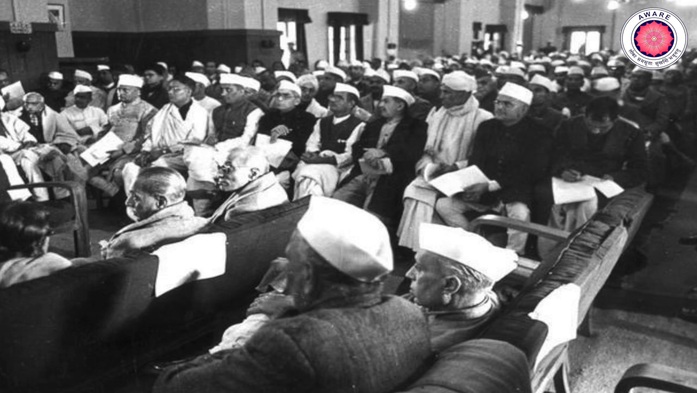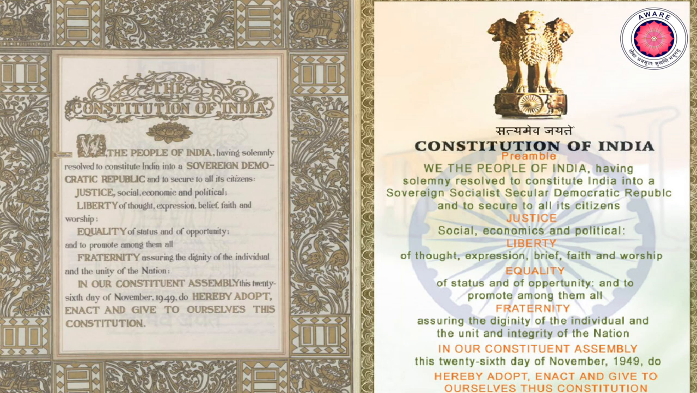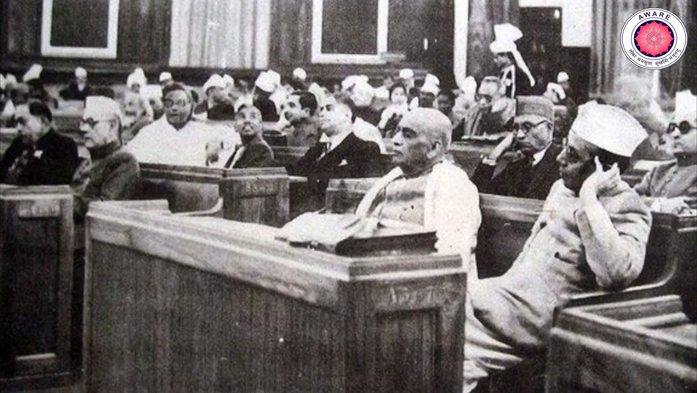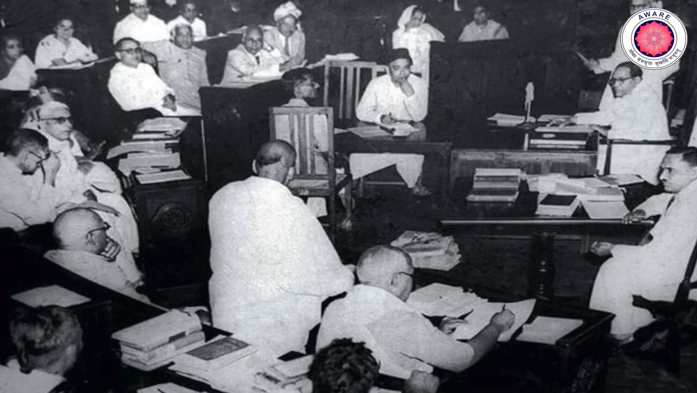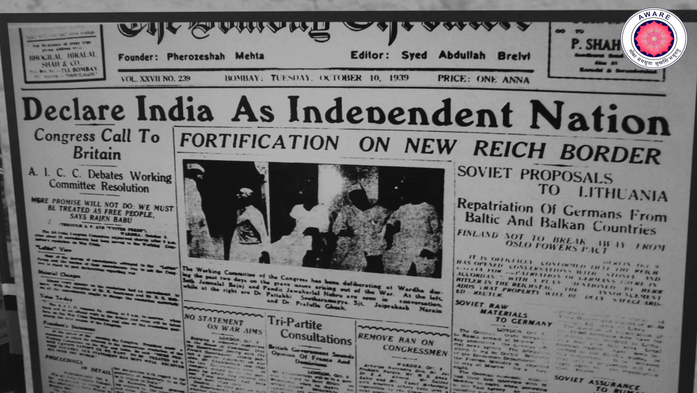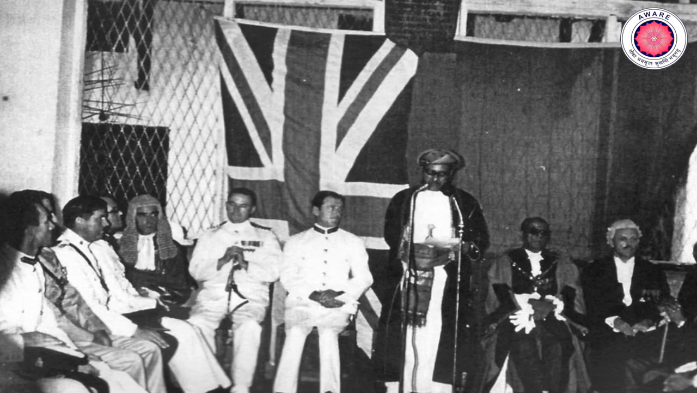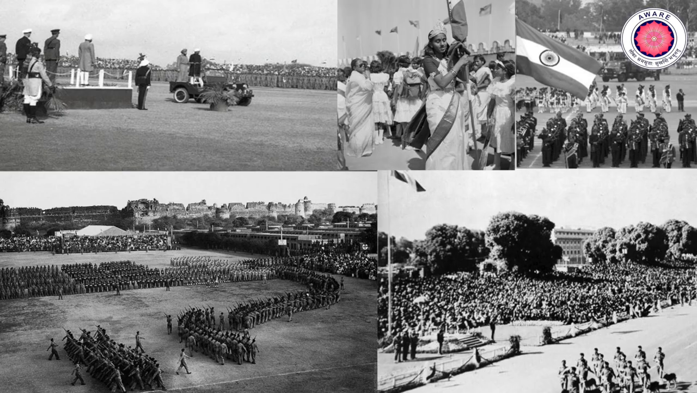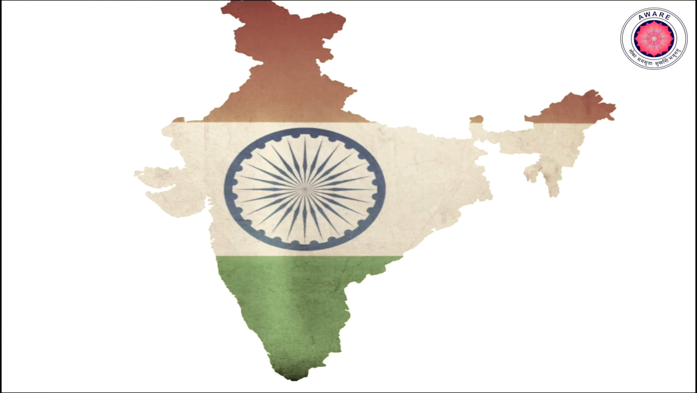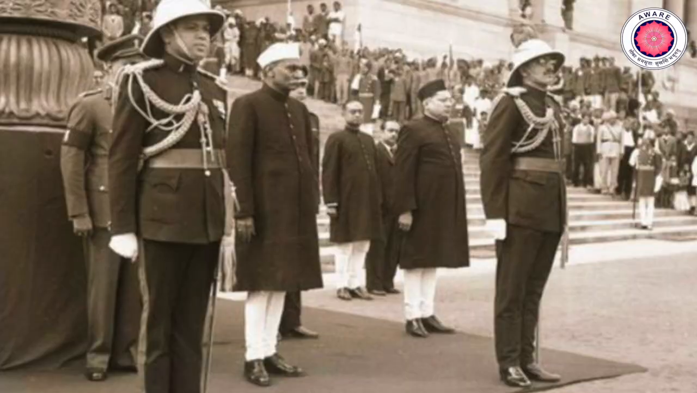The written constitution was passed on 26 November 1949 in the Constituent Assembly and was adopted on 26 January 1950. 26th of January was selected because it was on this day in 1930 that the Declaration of Indian Independence was passed. India got independence from British rule in 1947, but it still followed the British constitution and acknowledged the British monarch as its head. From January 26, 1950, when India's constitution was enacted, India became a sovereign republic with its own president, not connected to the British monarchy anymore.